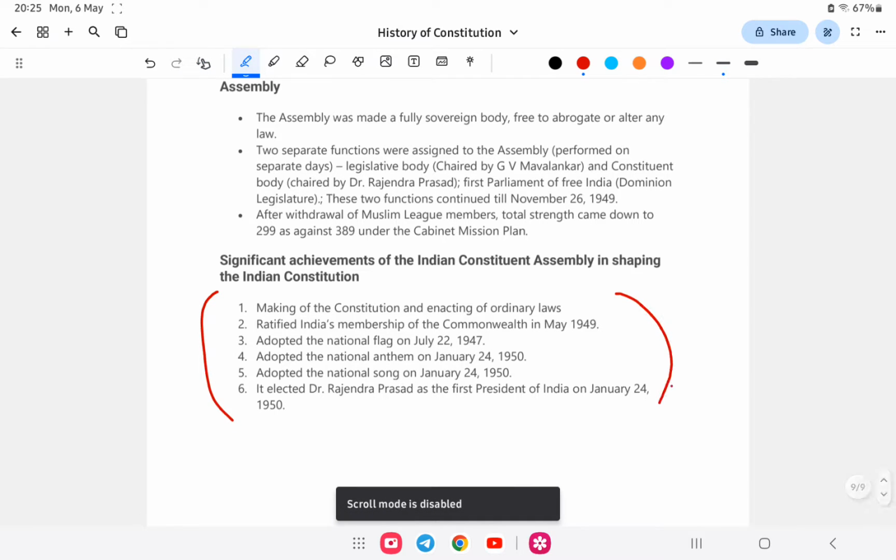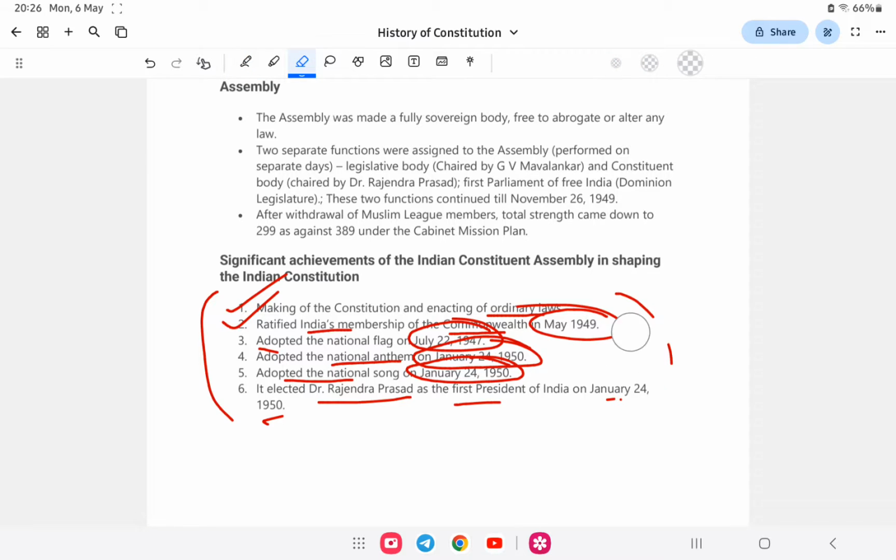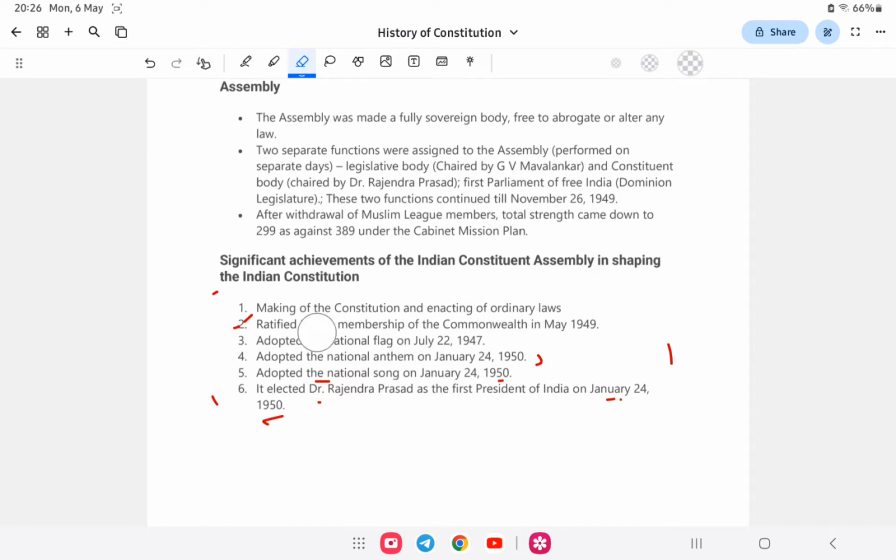Along with the constitution, there are the Indian flag and Indian anthem. Making of the constitution and enacting ordinary laws, ratified India's membership of the Commonwealth in May 1949. The national flag was adopted on July 22, 1947. The national anthem on January 24, 1950. The national song on January 24, 1950. Rajendra Prasad became the first president of India on January 24, 1950. So these are some of the dates you may need to remember.